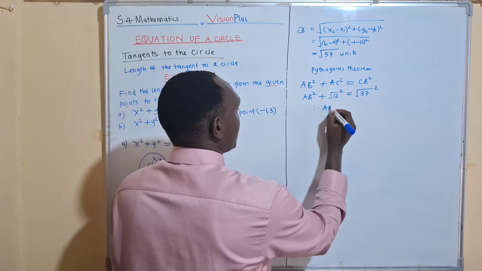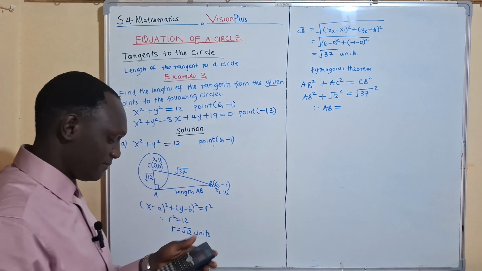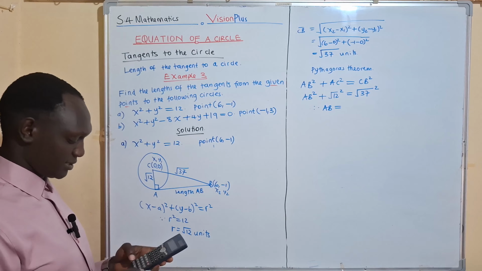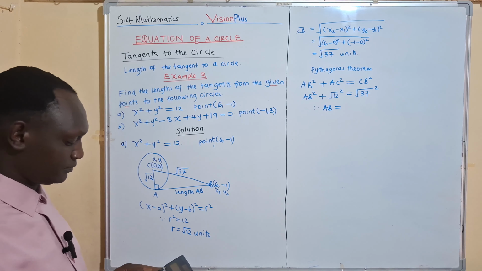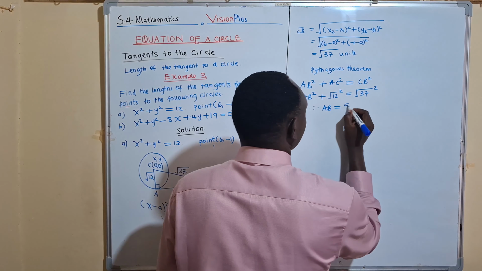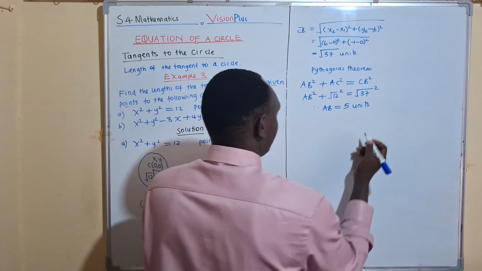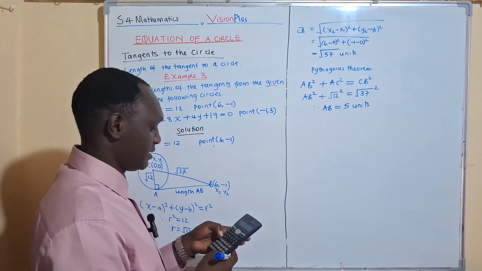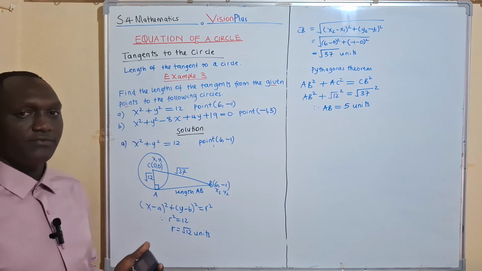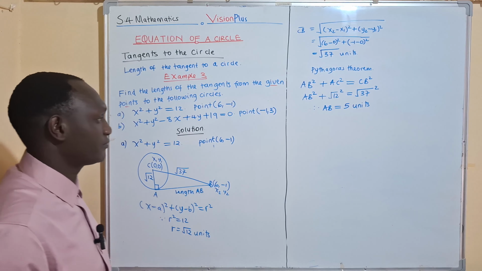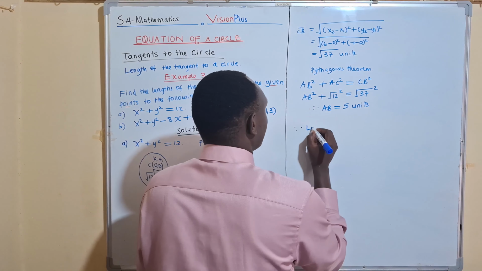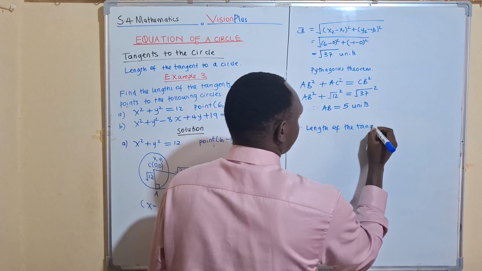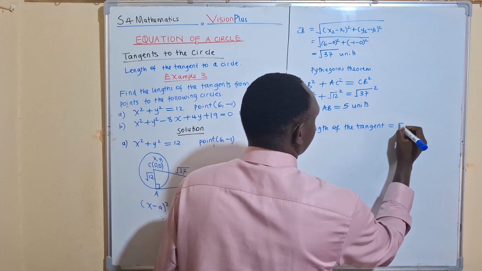Therefore, AB becomes root of 37 squared minus root of 12 squared. Then you take the square root using the calculator. I'm getting 5 units as AB. So the distance from A to B is 5 units. Therefore, the length of the tangent is 5 units.